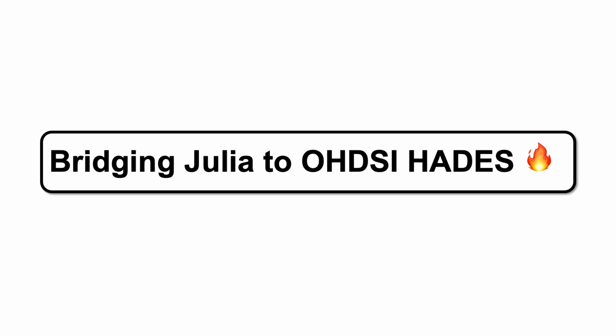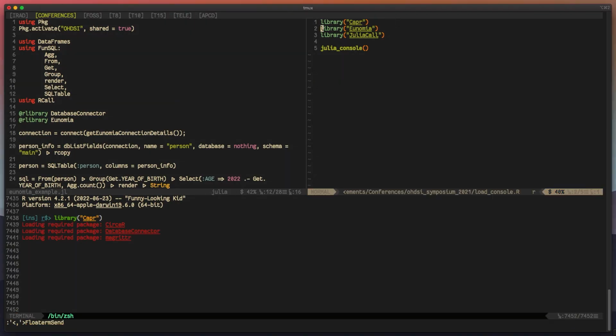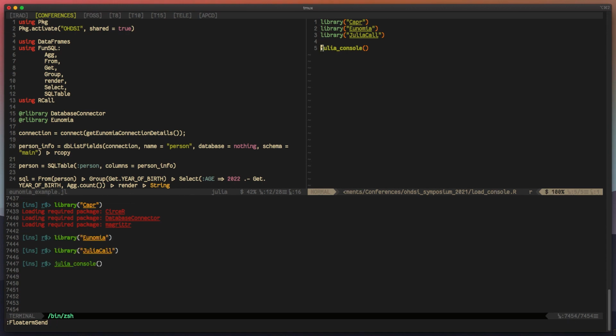The only problem is it's written in the R programming language, but thankfully, that is not a problem for us over in Julia. Seen on the right, we can use packages such as JuliaConnectoR to be able to call packages in the R world such as Capr and Eunomia, and then launch the Julia console from R.